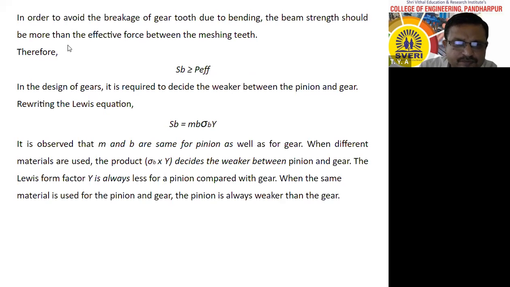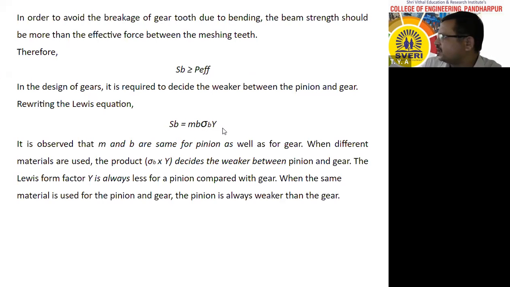Therefore, in order to avoid breakage of the gear tooth due to bending, the beam strength should be more than the effective force between the meshing teeth. Therefore, SB should be greater than P effective. In the design of gears, it is required to decide the weaker between the pinion and gear. You know that SB is equal to MB sigma B into Y. This is the Lewis equation.